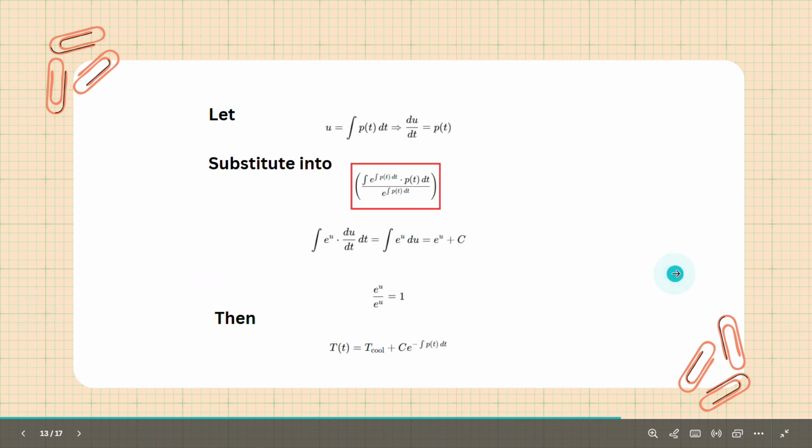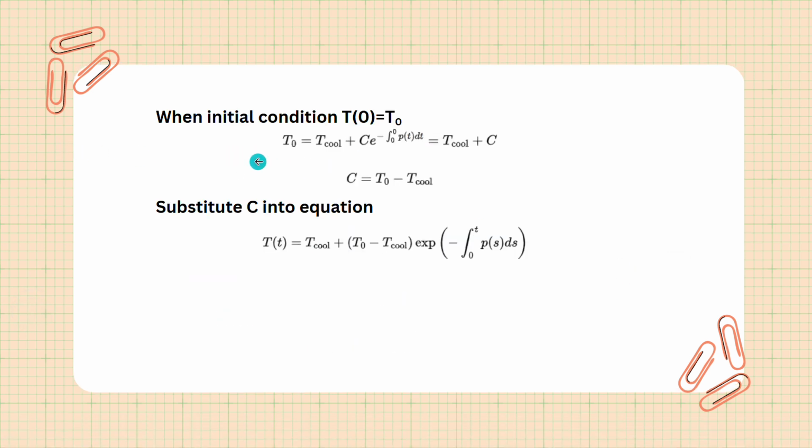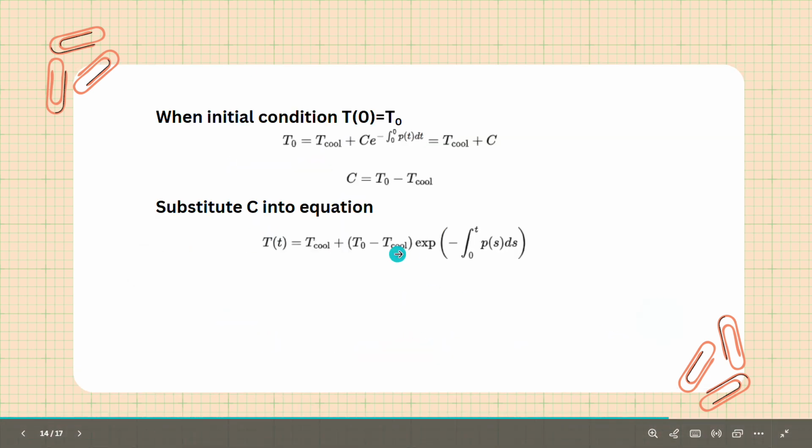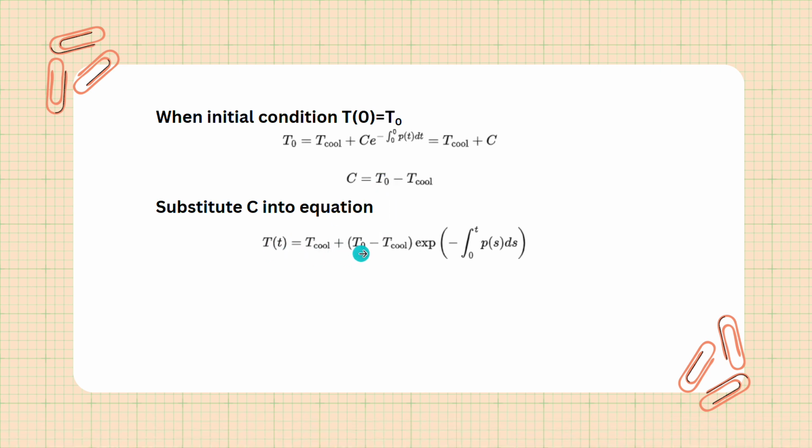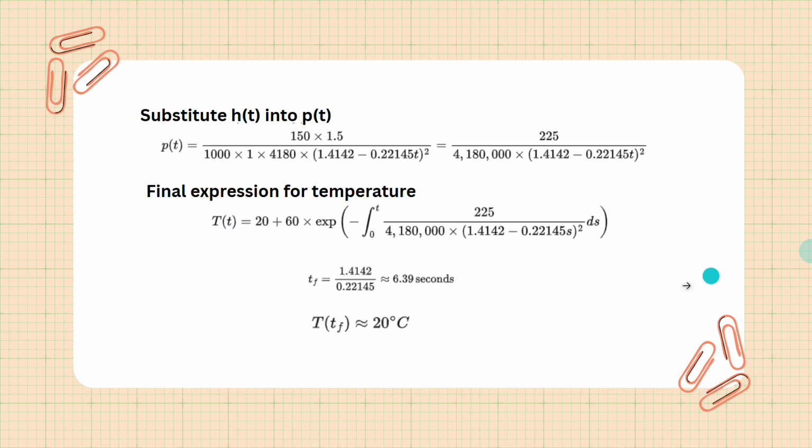Next part is finding the initial condition. For the initial condition, we just set the time equal to 0. So the equation we get is c equal to T naught minus T cool. So we got c here, and then we substitute it into this equation right here. Okay, so you got this equation, exponent power of this.